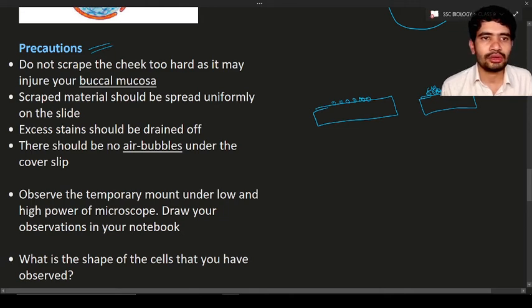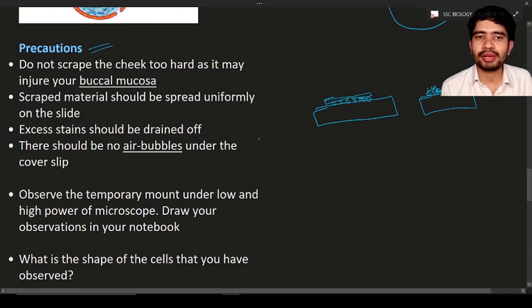Excess stain should be drained off after pouring the methylene blue. You have to remove the excess stain, meaning the excess color should be removed with the help of blotting paper or tissue paper. There should be no air bubbles. After placing the cover slip, air bubbles should not be present between the cover slip and the slide. That is another care to be taken.